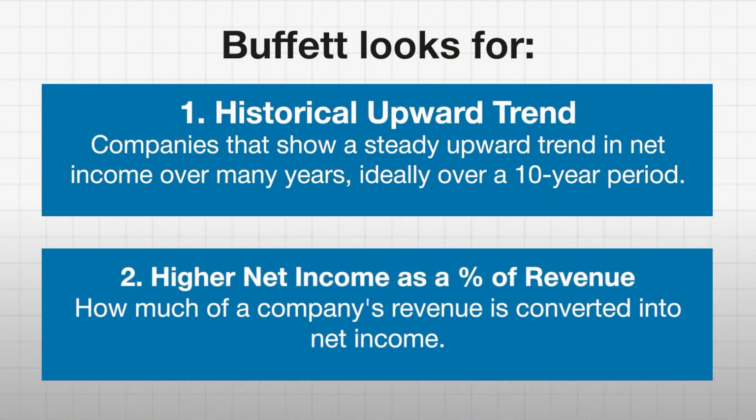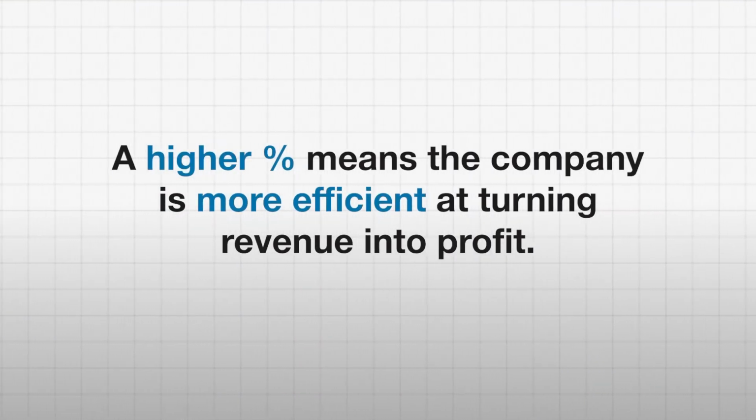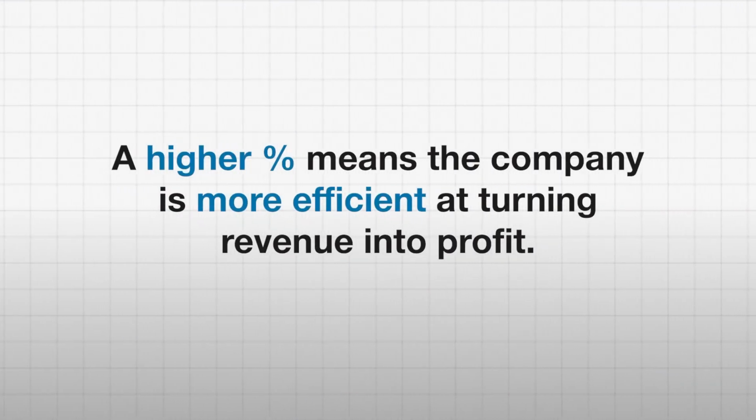Second, higher net income as a percentage of revenue. Buffett also looks at how much of a company's revenue is converted into net income. For example, Microsoft converts about 30% of its revenue into net income, while Walmart only converts about 2 to 3%. A higher percentage means the company is more efficient at turning revenue into profit, even though it differs between different industries. And here's the general rule Buffett follows.